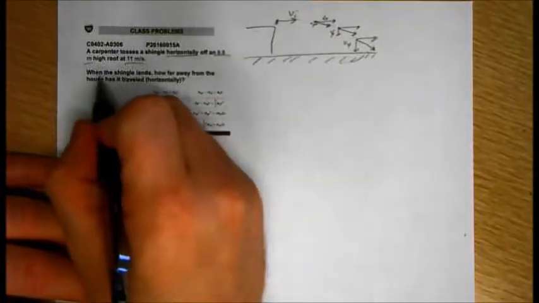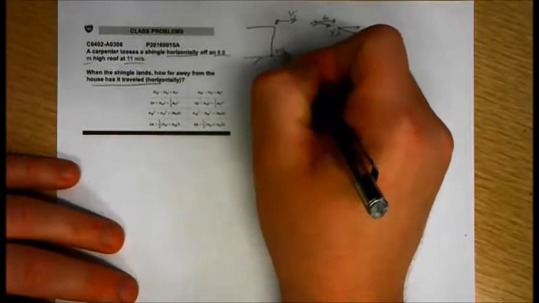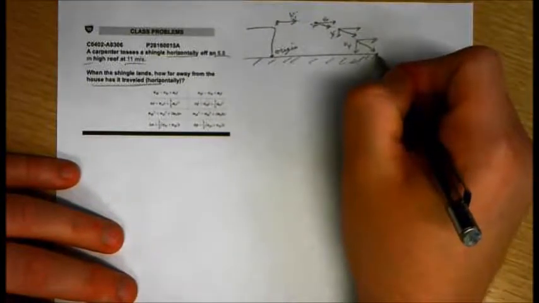Anyways, the question asks to find when the shingle lands, how far away from the house has it traveled horizontally. So let's put the origin right here underneath the launch point. It's an arbitrary choice, but it's a good one to put it right underneath where it's launched. And we are going to find, I guess right here, xf. So we want to see how far away the shingle has traveled.